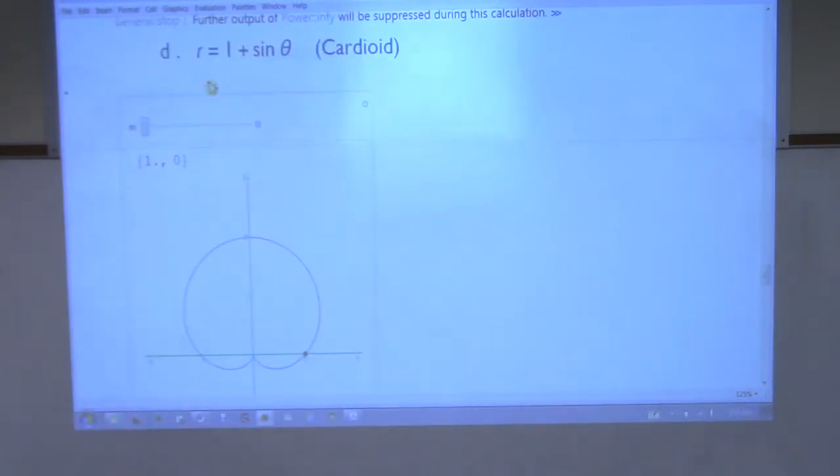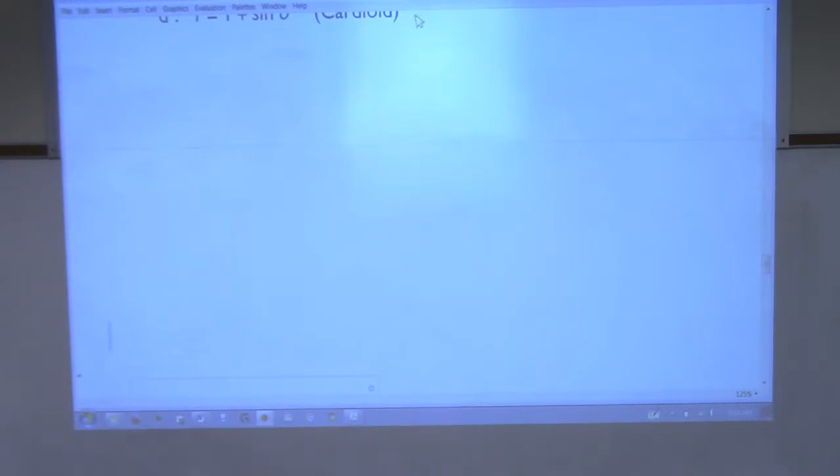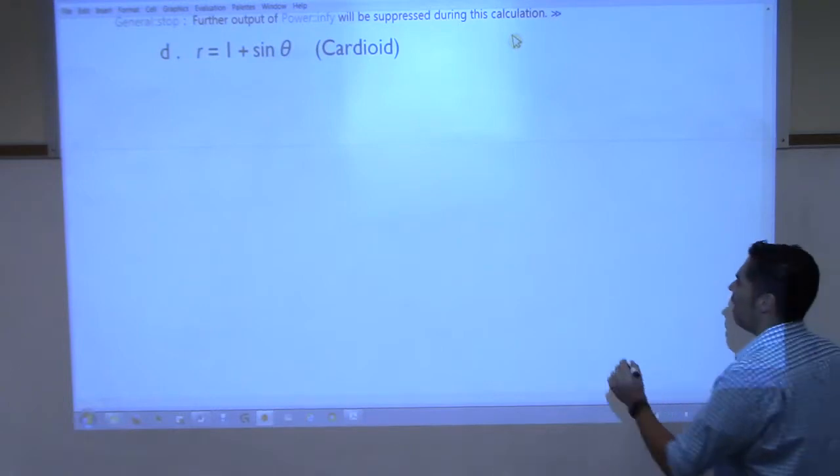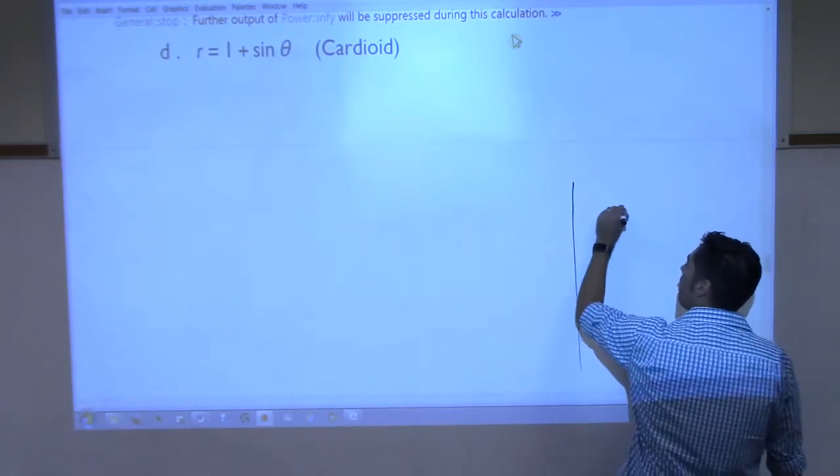The cardioid. Cardioid is named after the shape you get. It's similar to a heart. So call it the cardioid. But let's take a moment to see if we can graph it. I'm just again going to do a quick table.